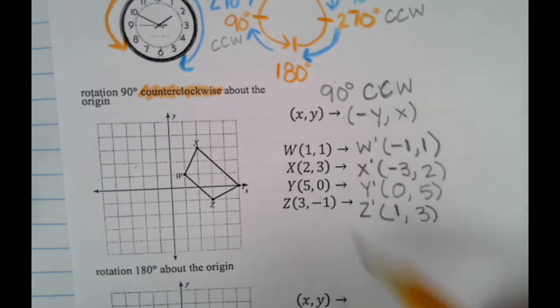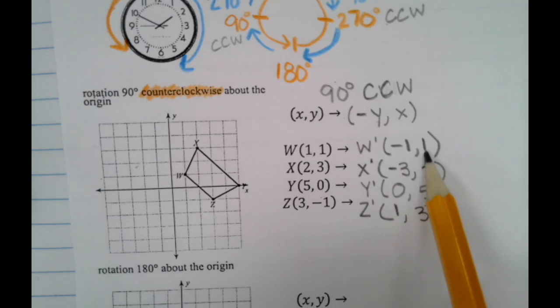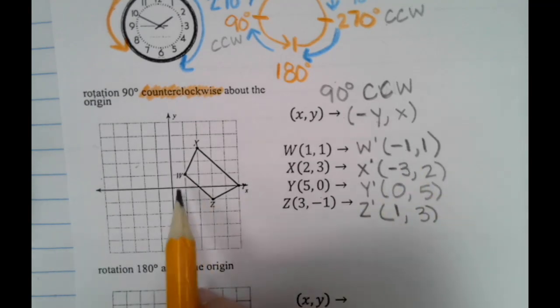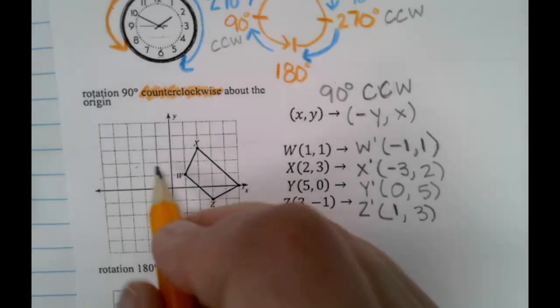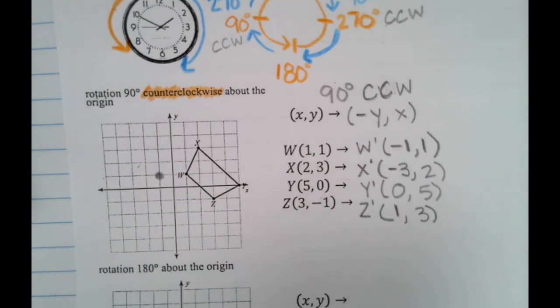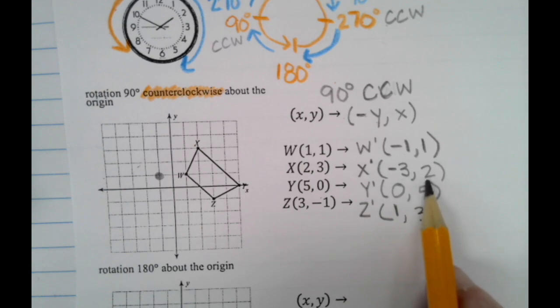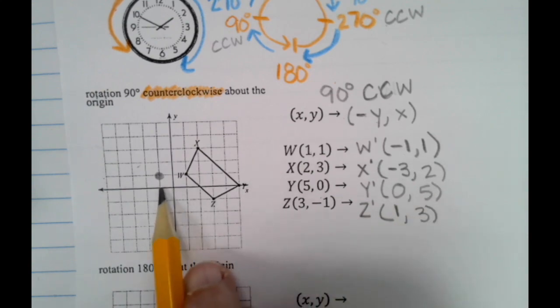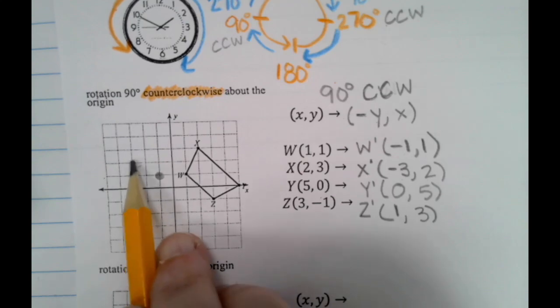All right, so then we're ready to plot those points. So we have negative 1, 1. So from our origin, we're going to go left 1, up 1. For X prime, we have negative 3, positive 2. So left 3, up 2.